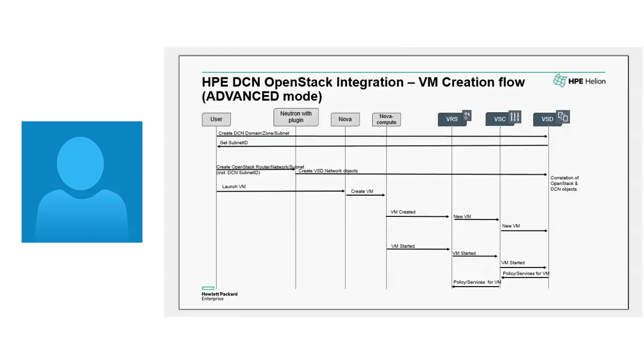When there's a new VM, the VRS takes note of it. It goes and tells the VSC that there's a new VM. What do I do? The VSC then talks to VSD, saying there's a new VM. What do I do? The VSD then pushes a policy, and when the actual VM is started, that is when the policy is reflected. So this part that you see here is being covered by this. The policy pushing is based on what the user attached that VM to.